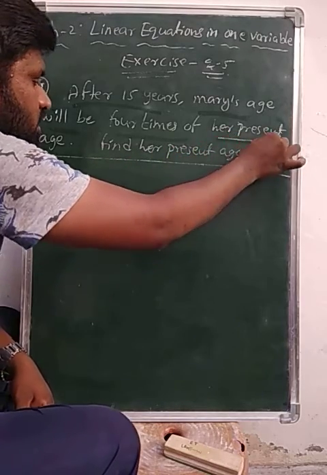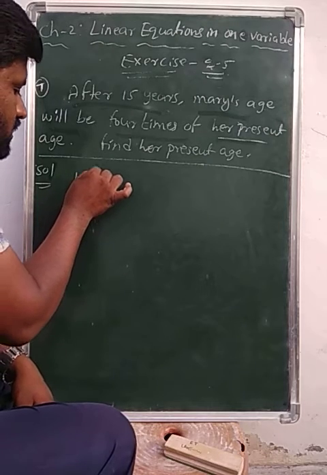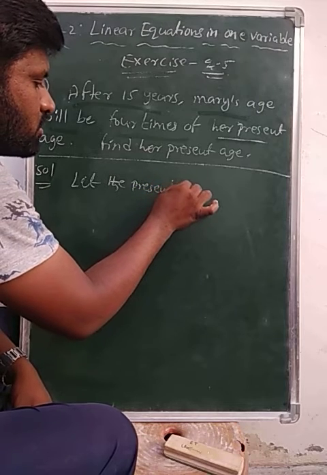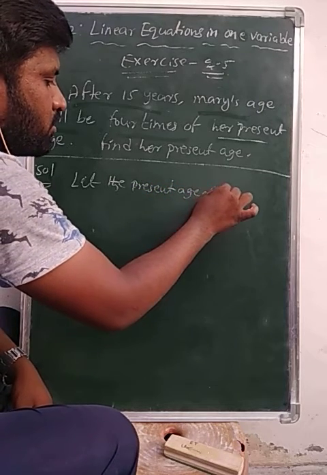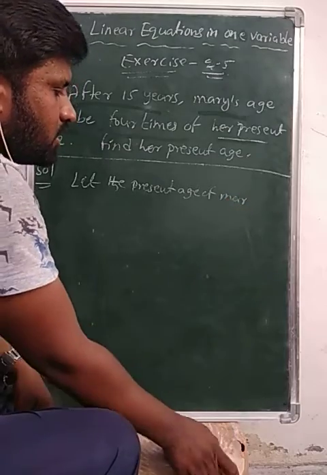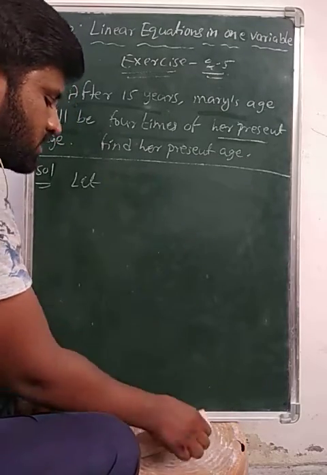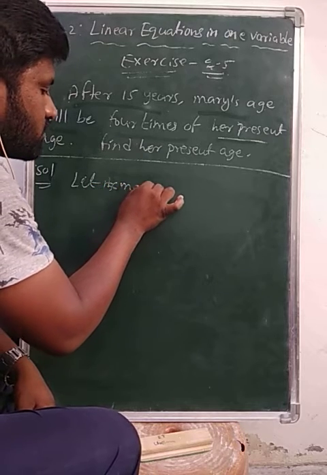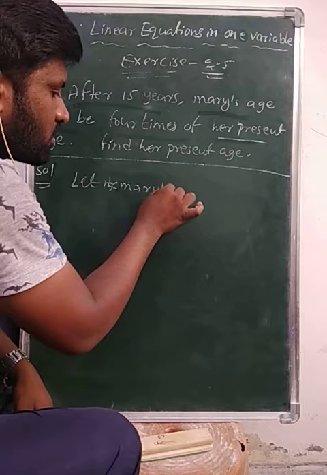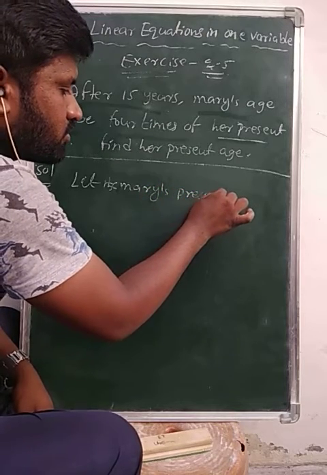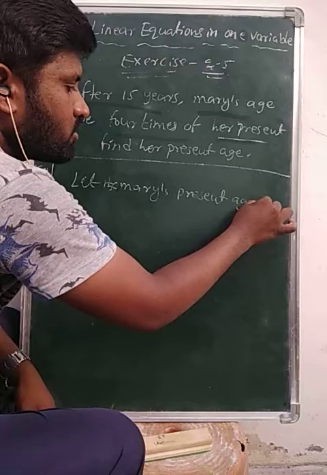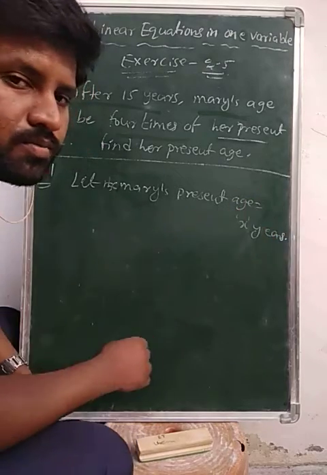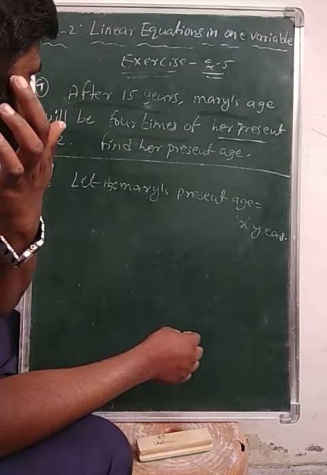I don't know her present age, that's why I'm taking, let the present age of Mary be x years. Okay na? So what is the given data here?